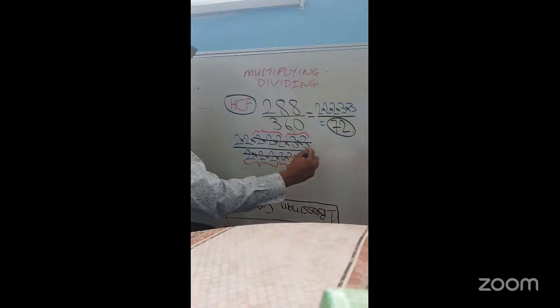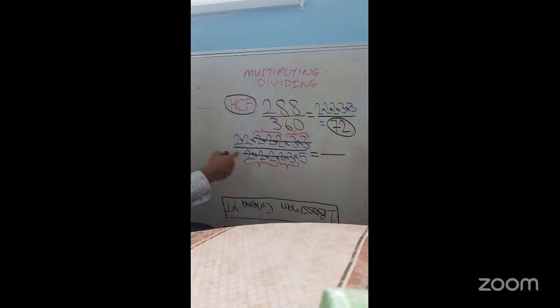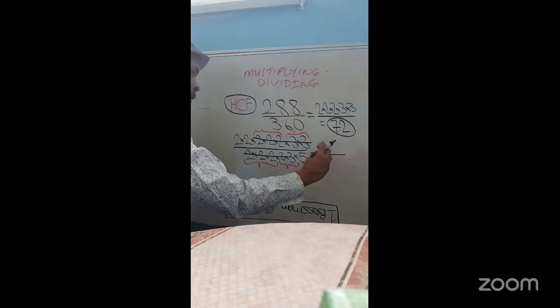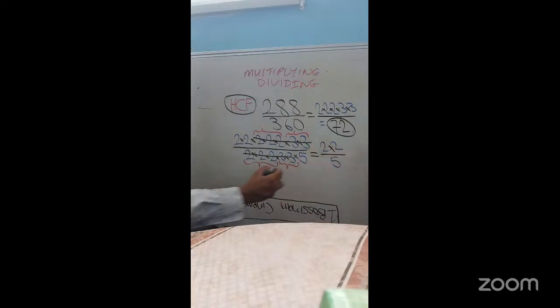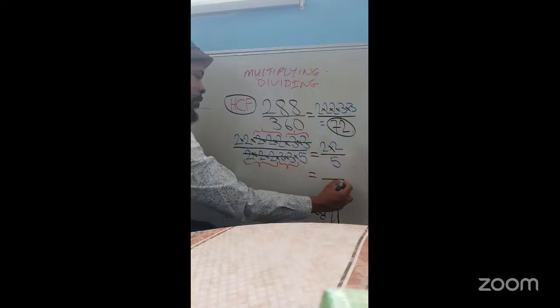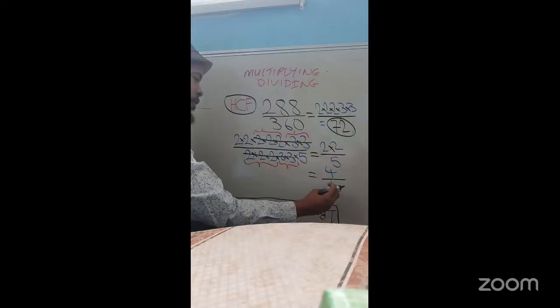So with that now, when we reduce this, 2 times 2 over the 5 means that our answer is supposed to be 4 over 5.